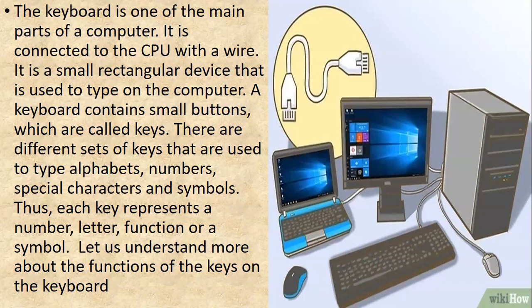Okay, it is a small rectangular device that is used to type on the computer. A keyboard contains small buttons which are called keys. Now, children, there are different sets of keys that are used to type alphabets, numbers, special characters, symbols. Thus, each key represents a number, letter, function, or a symbol. Let us understand more about the functions of the keys on the keyboard, children.